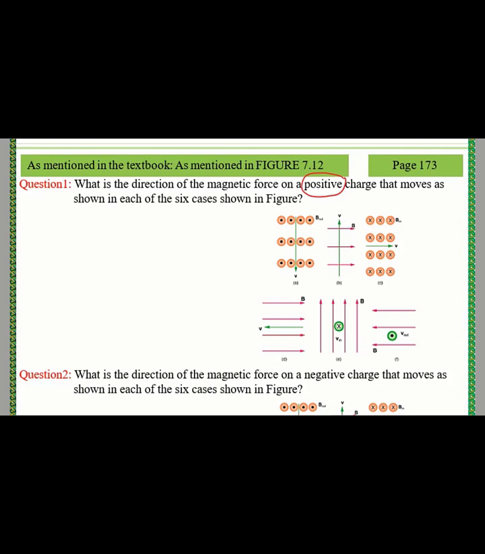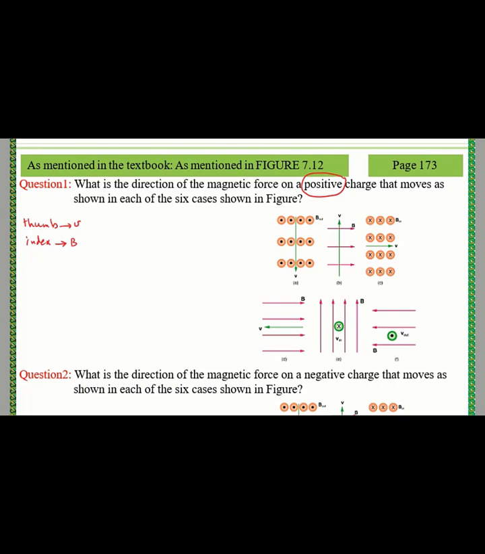How can we apply it? The thumb with the velocity, the index finger with the magnetic field B, and the normal or the middle finger outside your hand is the force.